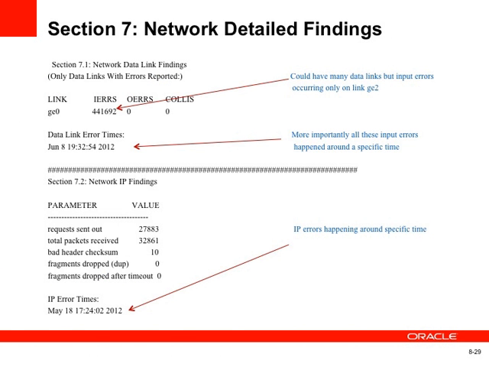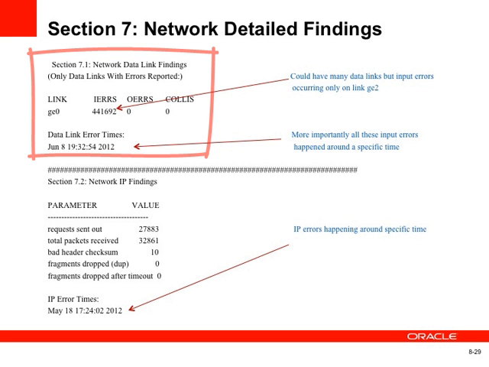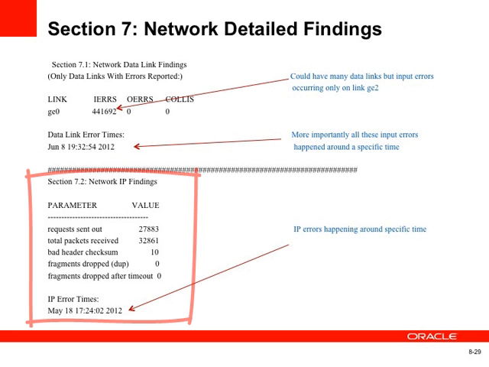In this example, we can see in Section 7.1, data links which have input, output or collision errors. Although many data links may be listed in NetStat, the only problematic data link was GE0. Also important to note is the time the errors occurred are also reported. We can see input packet errors occurring at 19:32:54. Section 7.2 lists the IP protocol findings. The parameters reported here will vary by operating system and will not always be the same as those listed here. We can see problems with the IP protocol occurring at 17:24:02.